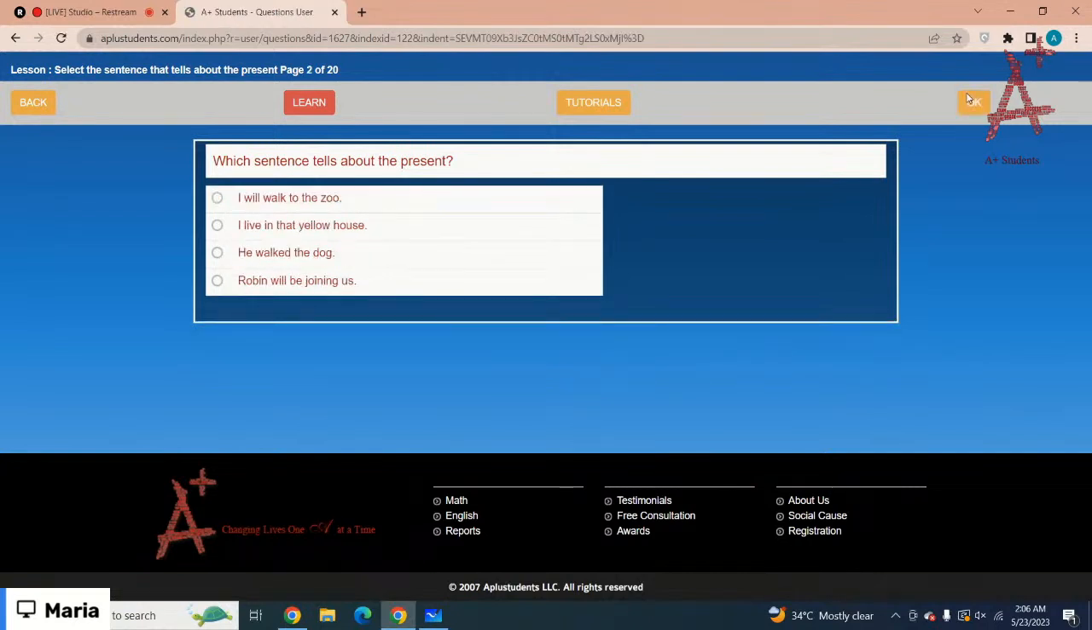Okay, the next one: which sentence tells about the present? Again, you have to look for the sentence that is in the present tense. I will walk to the zoo. I live in that yellow house. He walked the dog. Robin will be joining us. So you have to look for the sentence that is in the present tense. Which is the correct option?